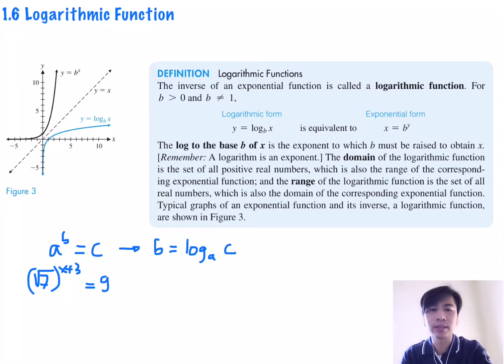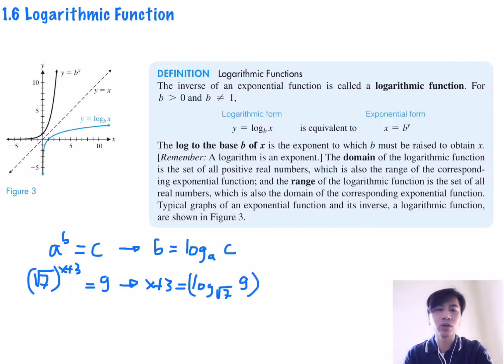So perhaps you have learned a to the power of b equals c. This is the exponential, and then we can switch it to b equals log to the base a of c. So if you're given, let's say, square root of 7 to the power of x plus 3 equals 9. How to get the x? If you understand the logarithmic form, then you can just switch it to x plus 3 equals log to the base square root of 7 of 9, and then use your calculator to find this value and then subtract 3 in the end.